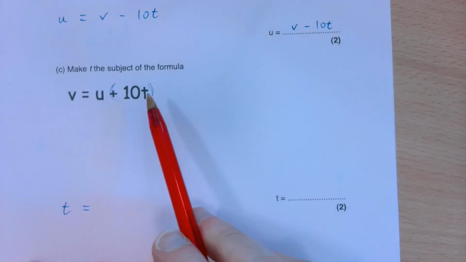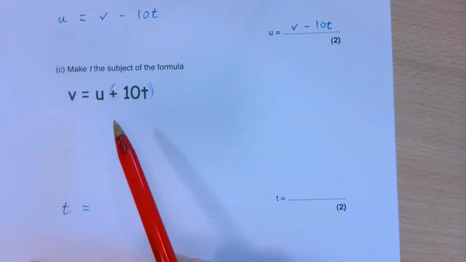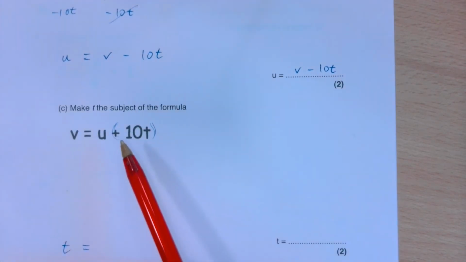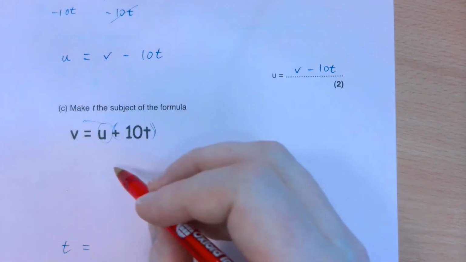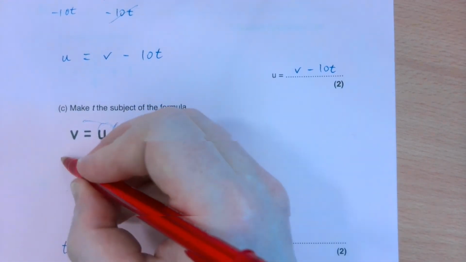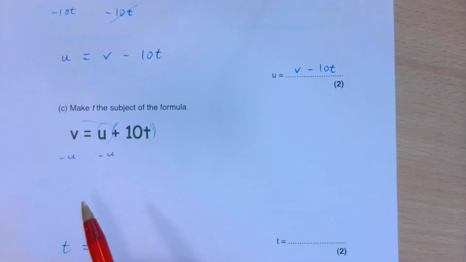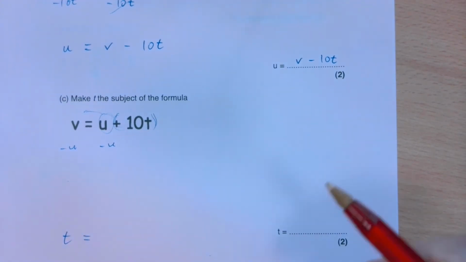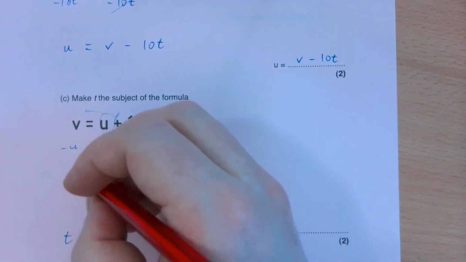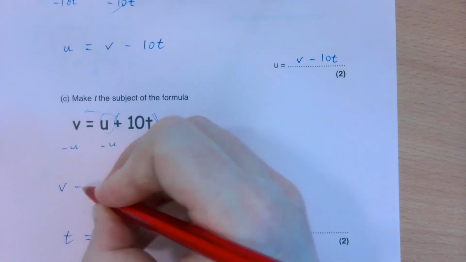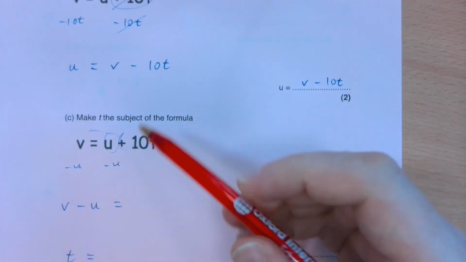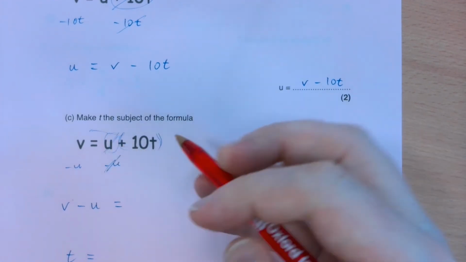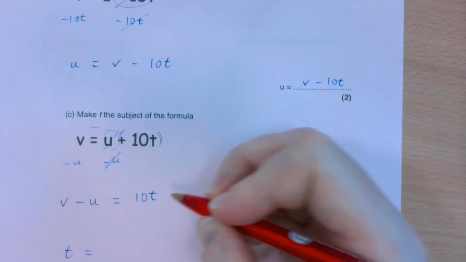First of all, to get 10t on its own, I'm going to do something similar to what we did up here, but with the letter u instead. U is the one that's being dragged over to the other side, and u is the one that's being subtracted from both sides. It doesn't matter which one of those you think of it as. It works either way. You end up with v minus u equals, this is a positive u, this is a negative u, effectively cancels out and just leaves 10t.